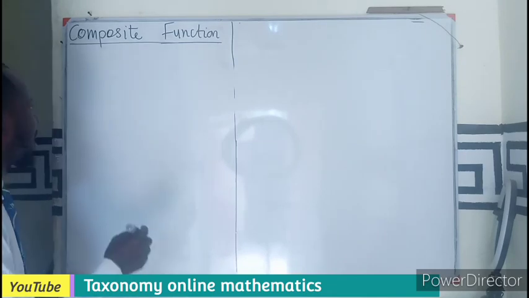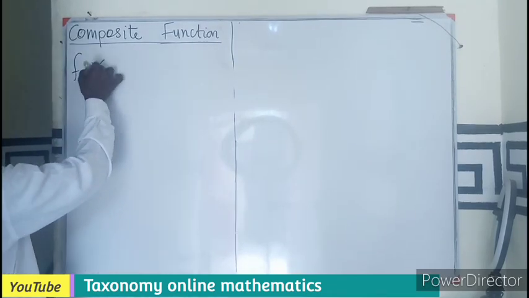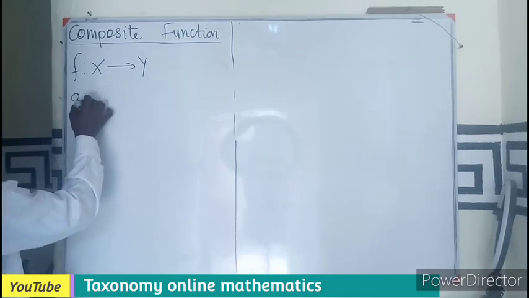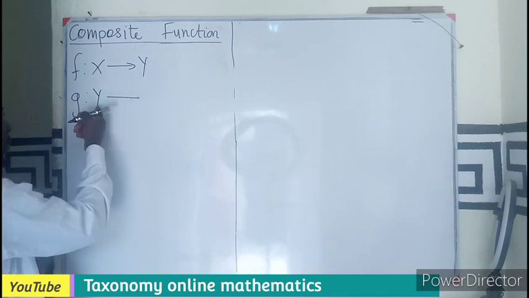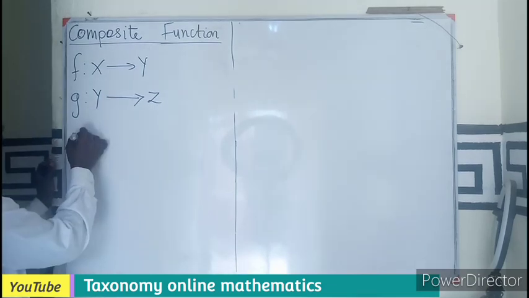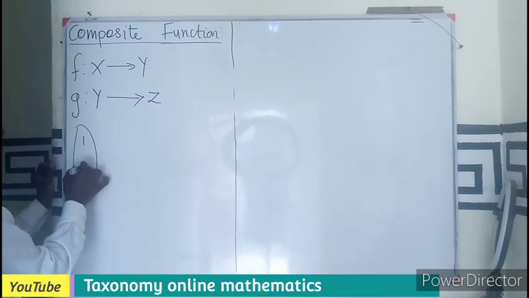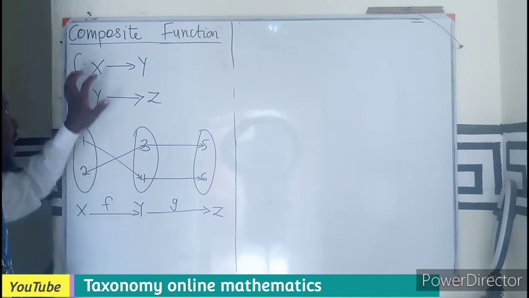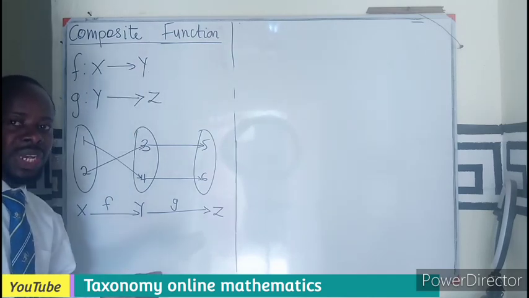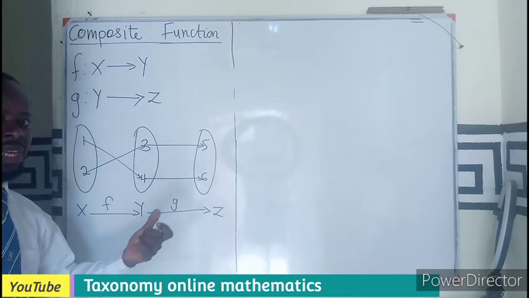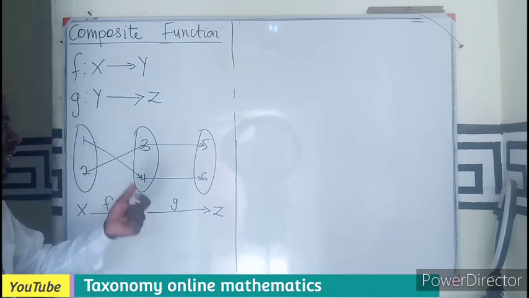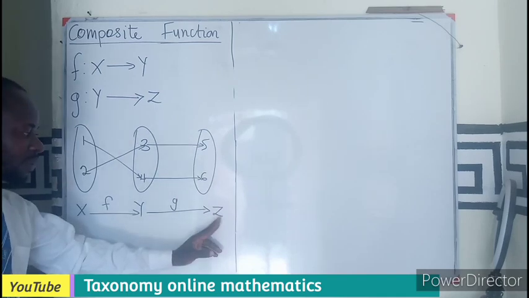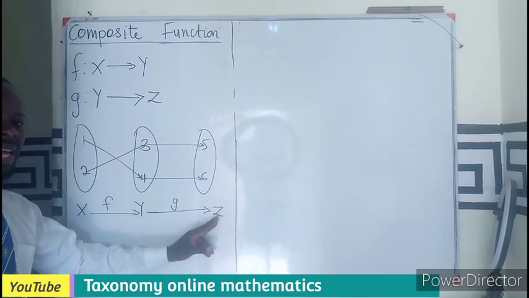So let's consider a function f from x to y. Then let's consider another function g from y to z. If we can represent these functions with their elements, let's look at them. We are saying that a composite function is more or less like a function of functions. When two functions come together, the function that translates the elements of the set x all the way to the set z is what we call a composite function.